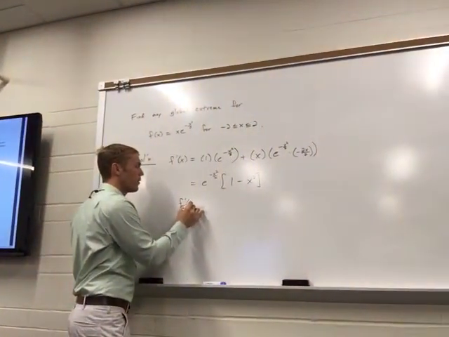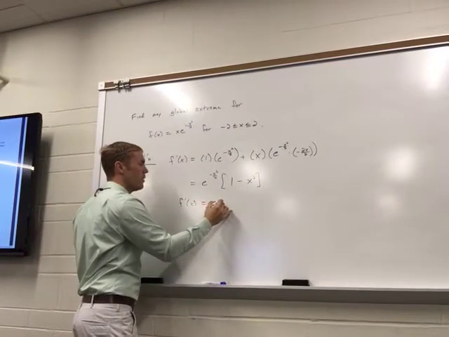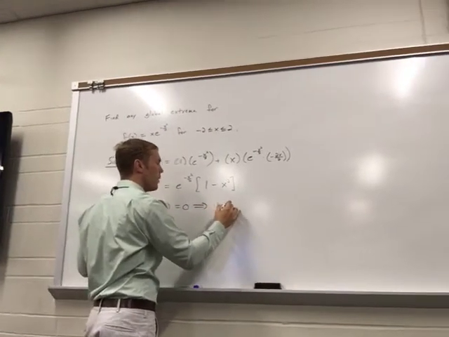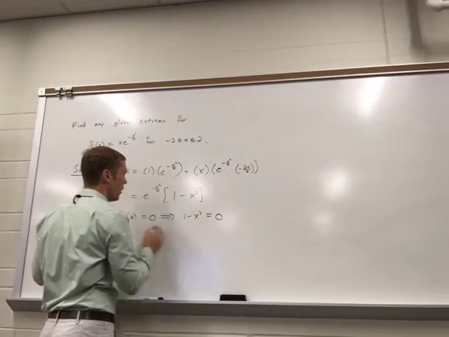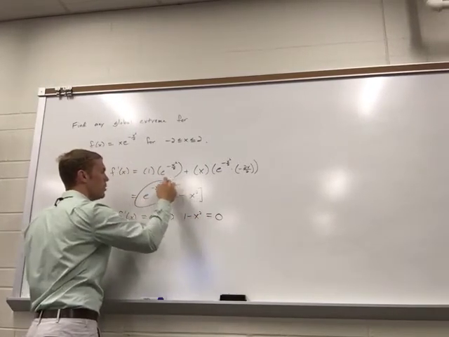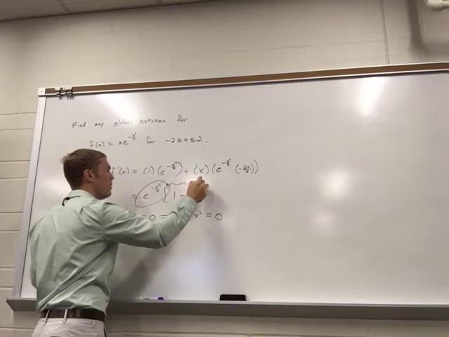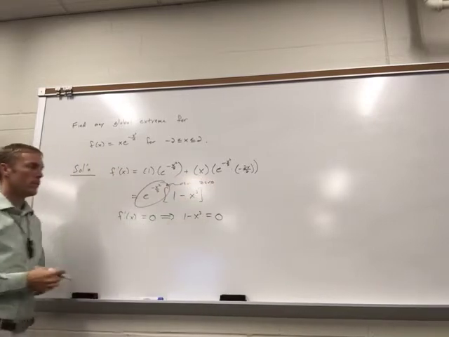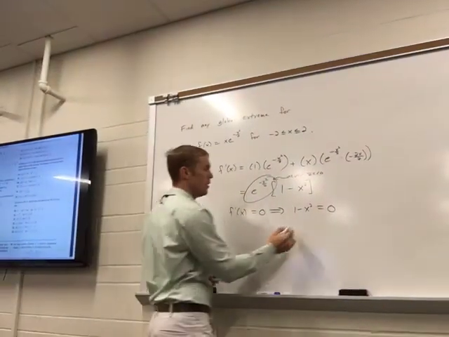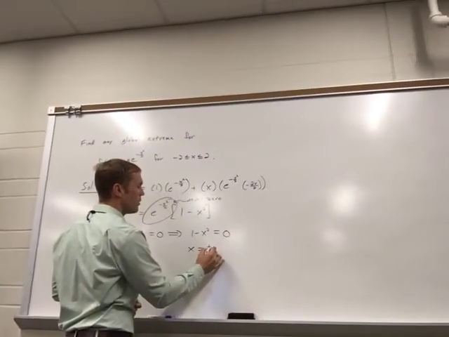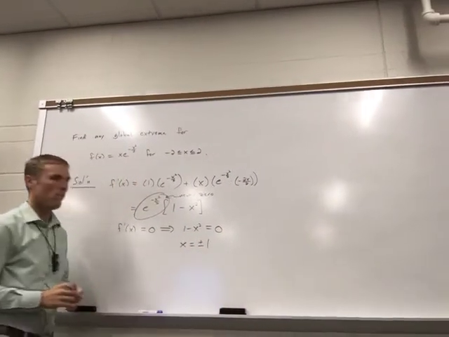So f prime of x equals 0 implies that 1 minus x squared equals 0, because this exponential is never 0. Solving this out, I get x equals plus or minus 1.